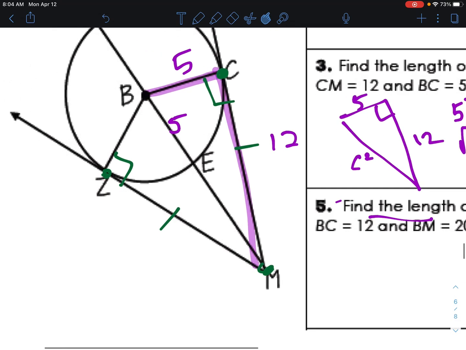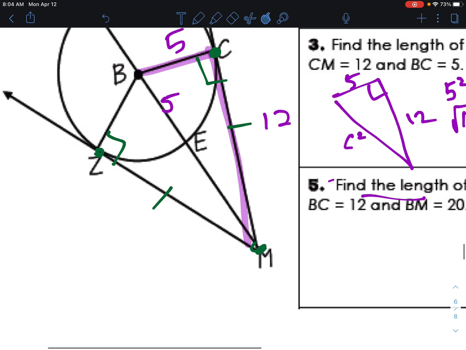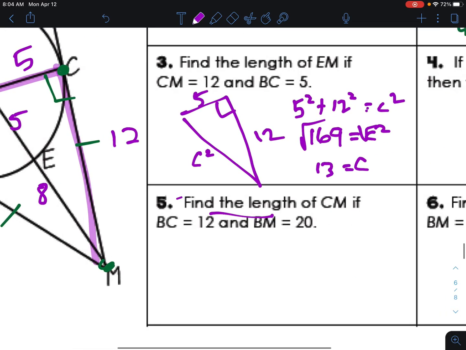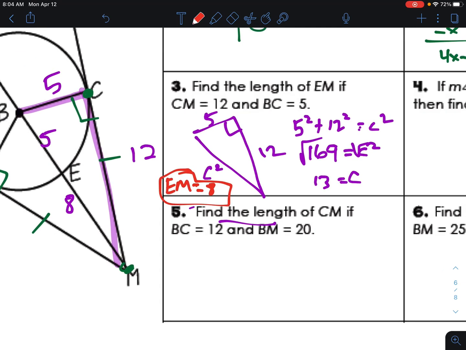The length of B to M is 13. Well, we just want E to M, so we're going to do 13 minus 5. And that gives us this bad boy, E to M is equal to 8. Like that question. Get you thinking a little bit. Pythagorean theorem and circles all together.